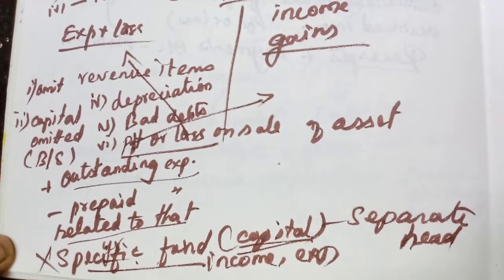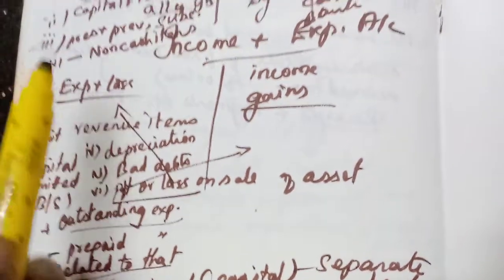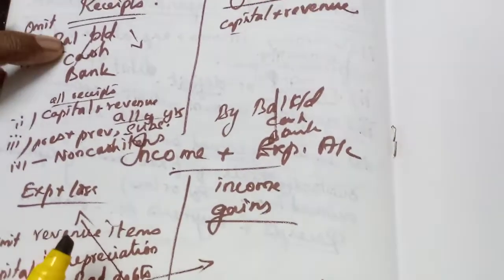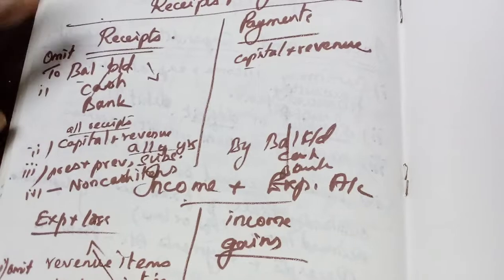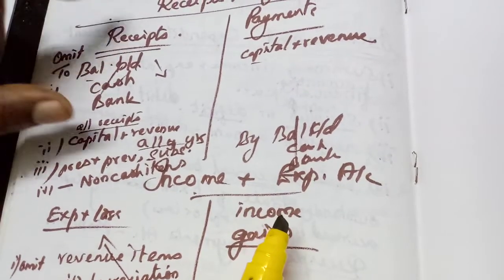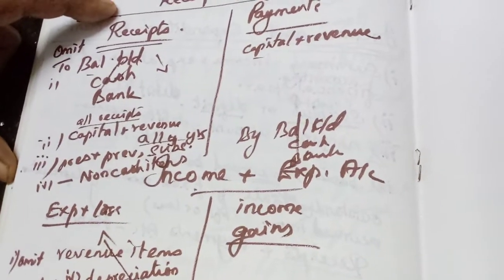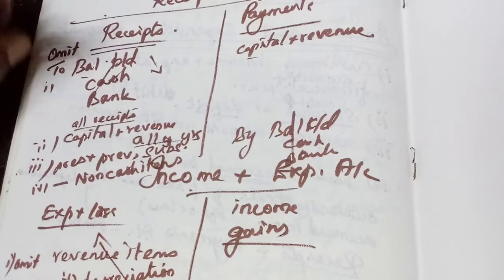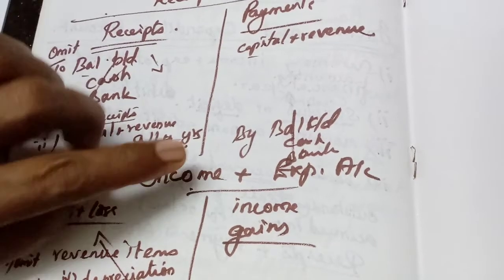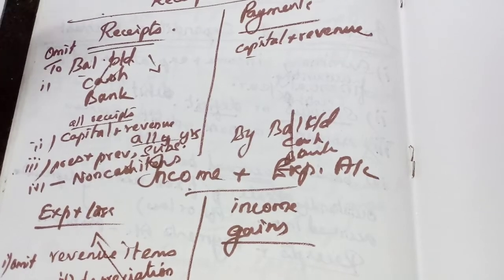Understood? So only this many items we have to remember. Once again, I am telling, the opening cash balance and bank balance are omitted in the income and expenditure account. With the receipts and payments account only we are going to do the problem, isn't it? So the opening balance and the closing cash balance should not be included. Omit that one. Don't do anything.